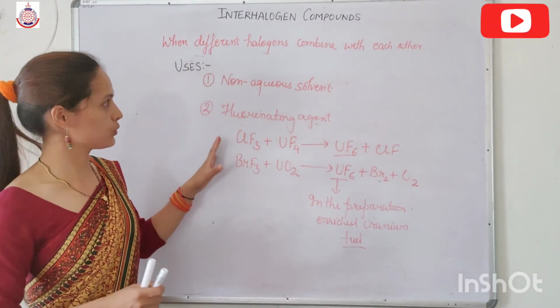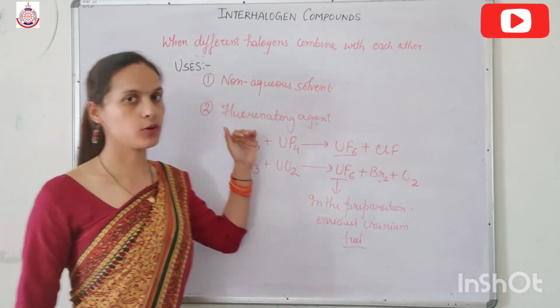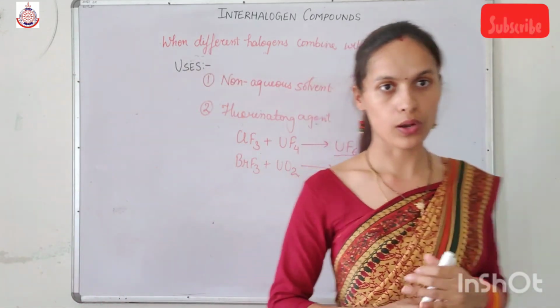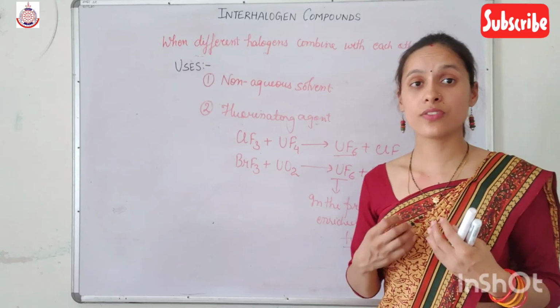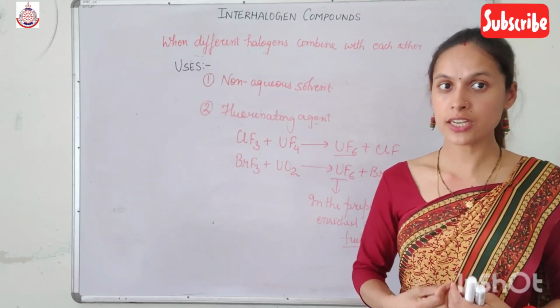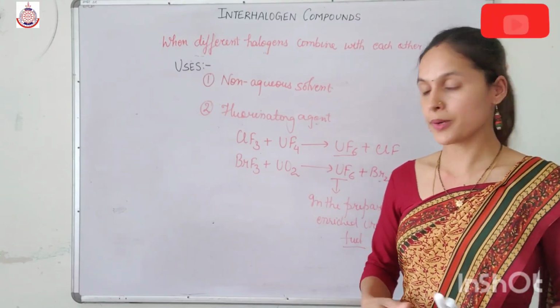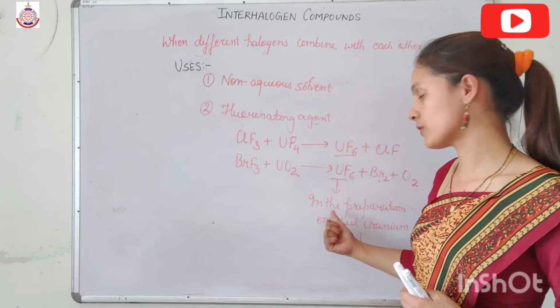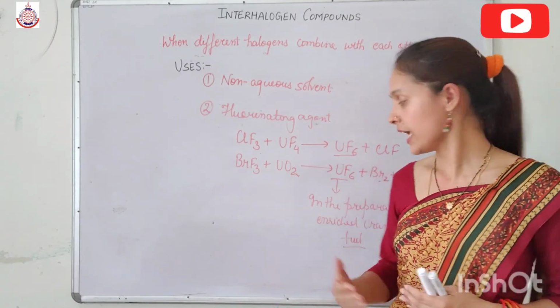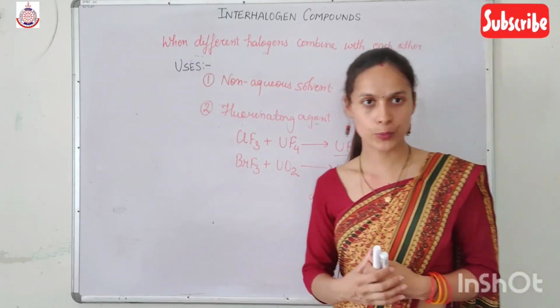So these are the uses of the interhalogen compounds: they are used as a non-aqueous solvent and as a very good fluorinating agent. They are used to prepare UF6, which is very useful in the preparation of enriched uranium fuel.